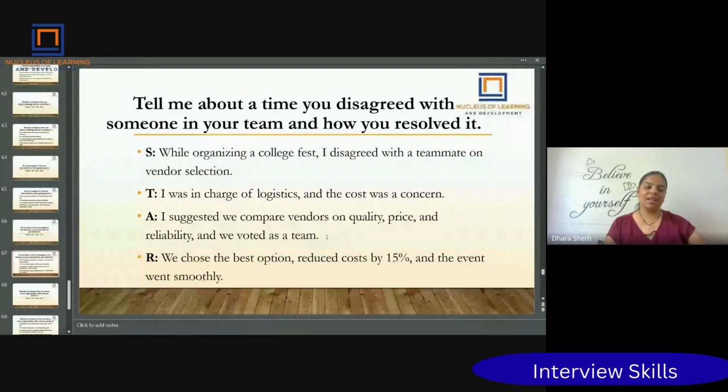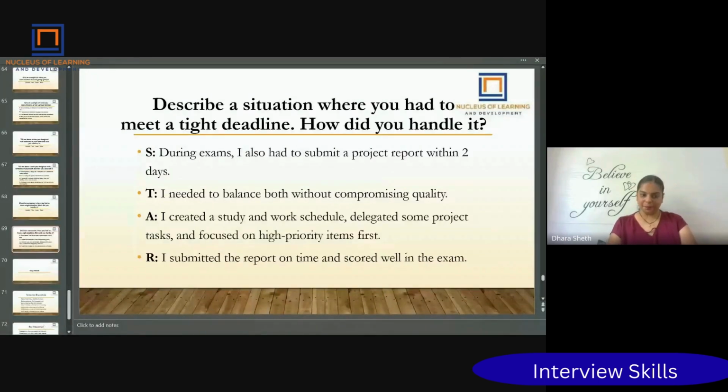Talk about how we chose 4 vendors and these were the different numbers given by them. Then as a team, we took a vote and finalized this one. So we chose the best option, reduced cost by 15%, and the event went smoothly, which was the result. Your action point needs to be expanded.